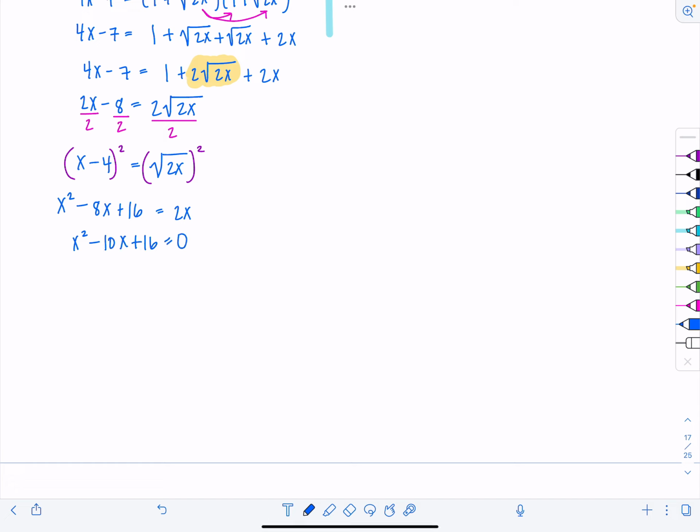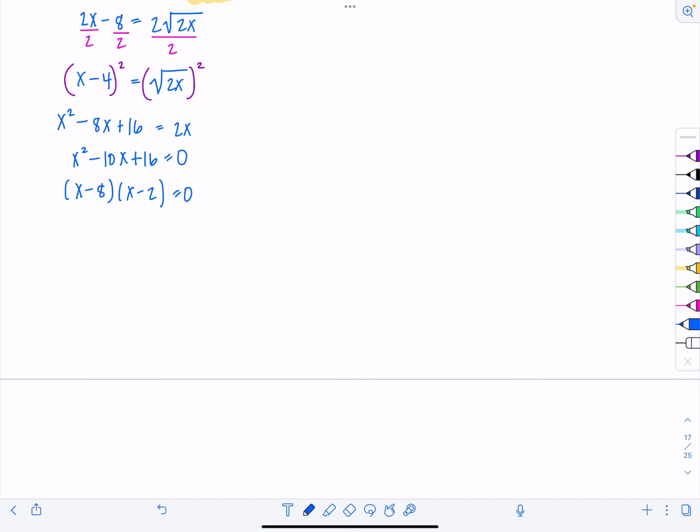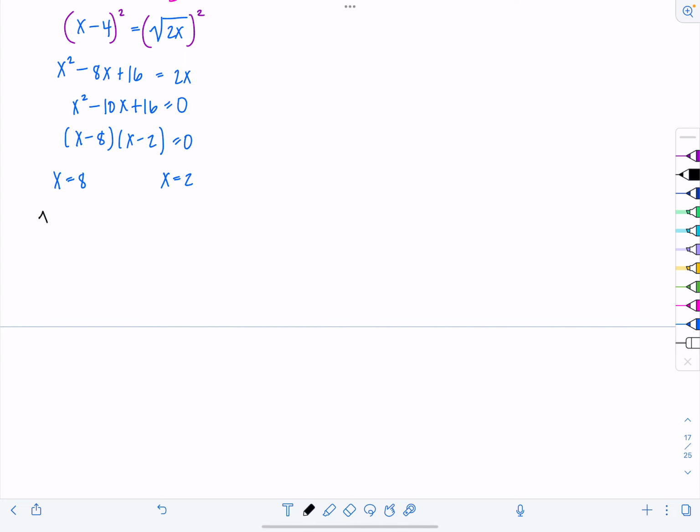Does it factor? Pretty much all of these will. (x - 8)(x - 2) = 0. So we have two solutions to check now. x = 8 and x = 2. And where do we check them? Correct, in the original. So the original was √(4x - 7) - √(2x) = 1. So let's check them one at a time.